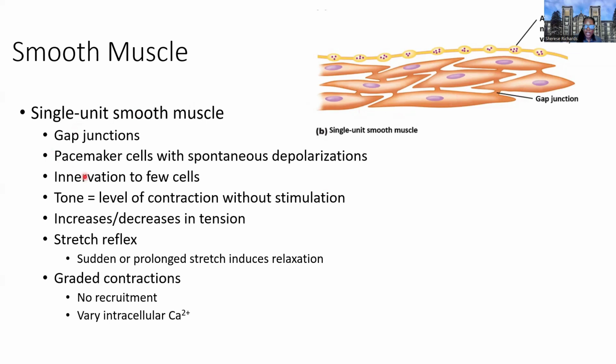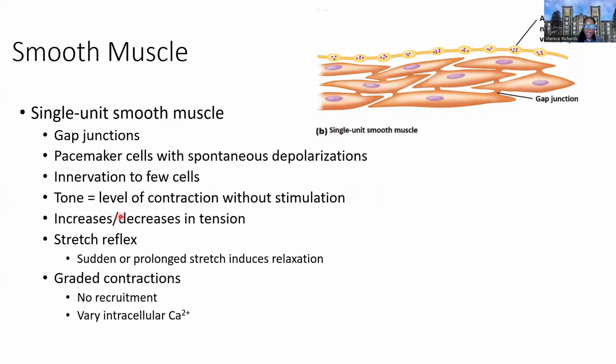We're also going to see the innervation to few cells. So only the top layer here will receive the innervation, and then it will pass the signal on through the gap junctions so that the deeper cells can be innervated. And we're going to see increases and decreases in tension. So collectively, the muscle will either contract, which is an increase in tension, or relax, which is to decrease that tension.